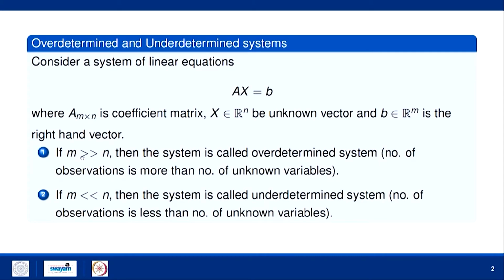If m is bigger than n, and let us say m equals 100 and n is anything less than 100, then the system is called an overdetermined system, because here the number of rows is more than the number of columns. What is the meaning of the number of rows? That we are having more observations compared to the number of unknowns. In this case we say that the system is an overdetermined system. Similarly, when m is less than n, meaning we have more unknown variables compared to the number of equations, then the system is called an underdetermined system. So, what happens in the case of an overdetermined system?